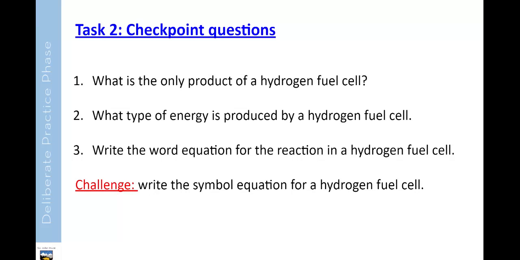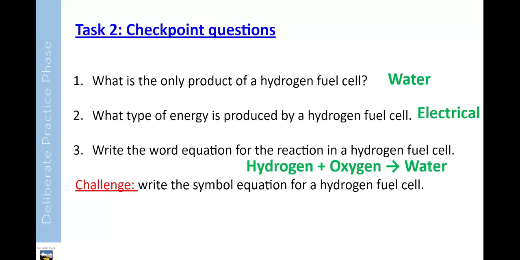Okay, so the answers are as follows. The only product of a hydrogen fuel cell is water. The energy produced is electrical. The word equation is hydrogen plus oxygen goes to make water. And well done if you managed to complete the challenge. H2 plus O2 goes to make H2O.